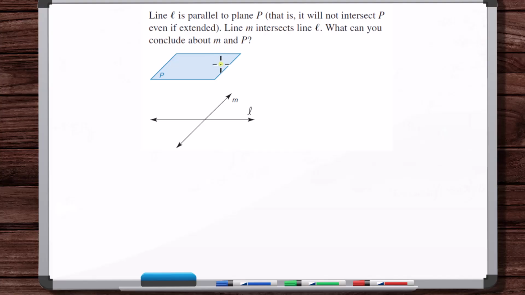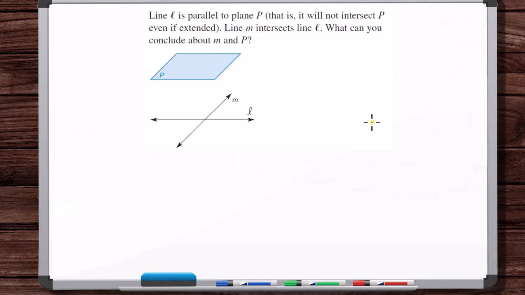Okay, maybe that they're parallel. Well, no, because there's nothing we can conclude. M might be parallel to P. It might intersect P. Because, yes, two non-parallel lines define a unique plane, but what if that plane is not parallel? We don't know the plane of M and L. It doesn't tell us anything about the plane of M and L.